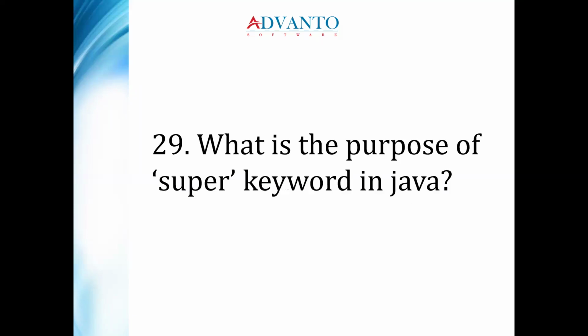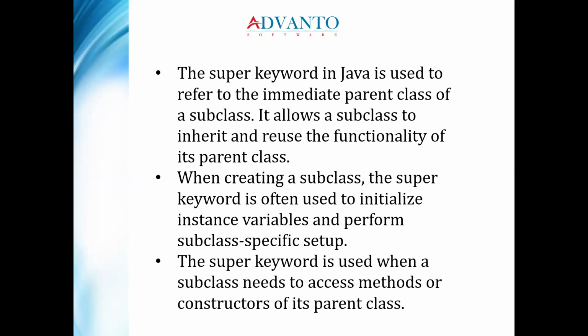What is the purpose of the super keyword in Java? The super keyword in Java is used to refer to the immediate parent class of a subclass. It allows a subclass to inherit and reuse the functionality of its parent class. When creating a subclass, the super keyword is often used to initialize instance variables and perform subclass-specific setup. The super keyword is used when a subclass needs to access methods or constructors of its parent class.